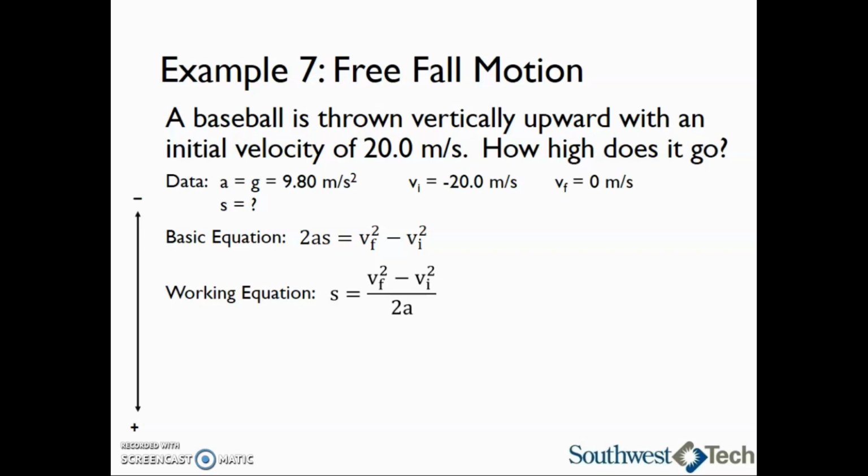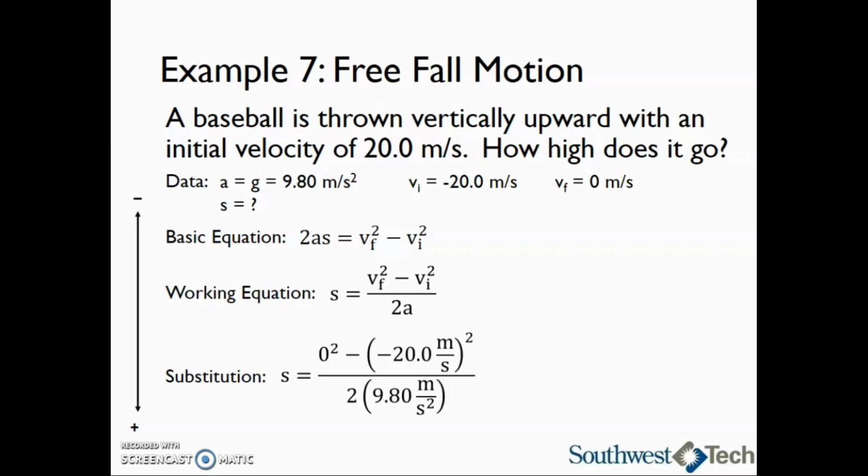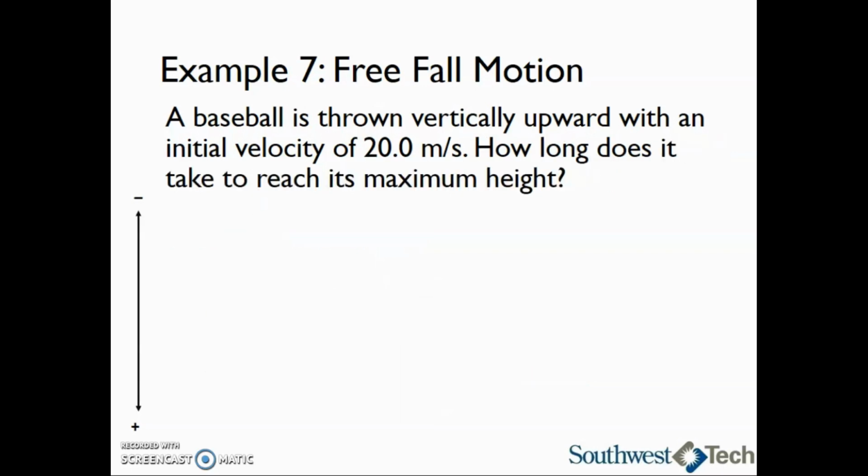Next, we can substitute and see that we have 0 squared minus a negative 20 meters per second squared, divided by 2 times 9.8 meters per second squared. When we square the negative 20, we end up with positive 400 meters squared per second squared. Dividing and canceling off unwanted units, we end up with a distance of negative 20.4 meters. Our answer is negative because the ball was thrown vertically up.